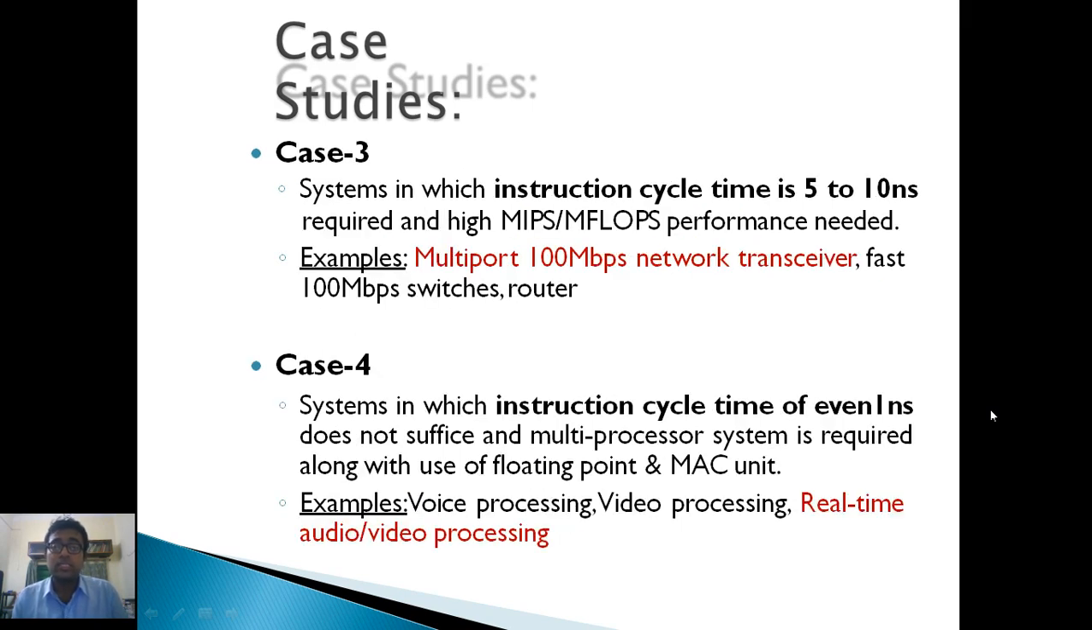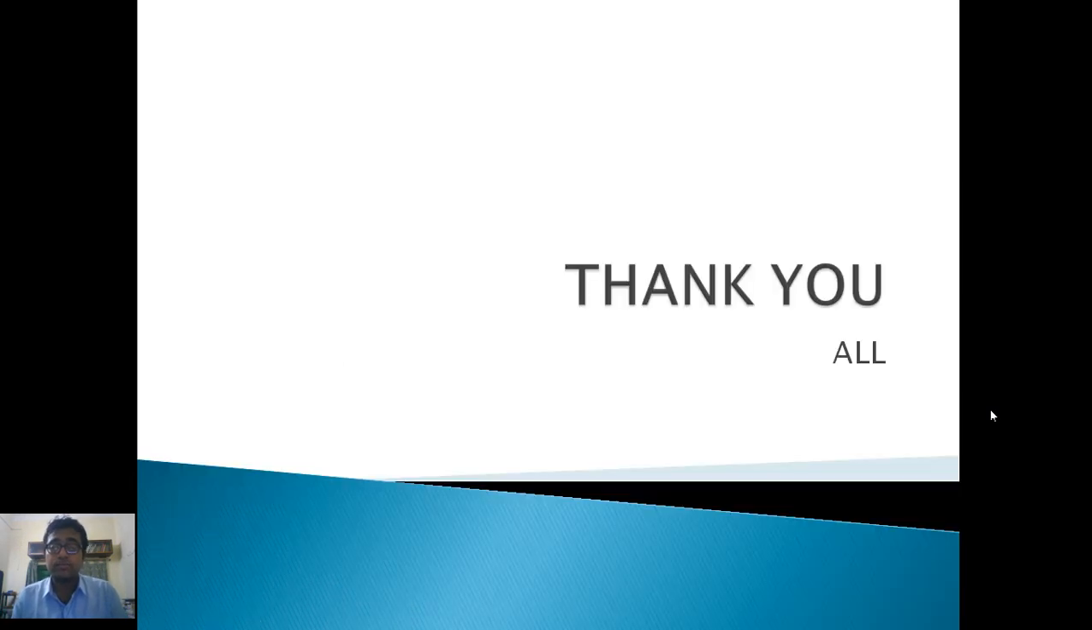Case 3. Systems in which the instruction cycle time is 5 to 10 nanoseconds require high MIPS and MFLOPS performance: multi-port 100 Mbps network transceiver, fast 100 Mbps switches, router. Case 4. A system in which an instruction cycle time of even 1 nanosecond does not suffice and a multiprocessor system is required, along with use of floating point and memory address counter unit: voice processing, video processing, real-time audio video processing.